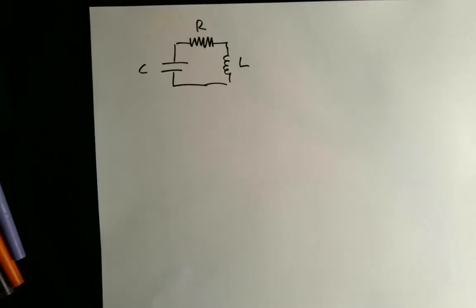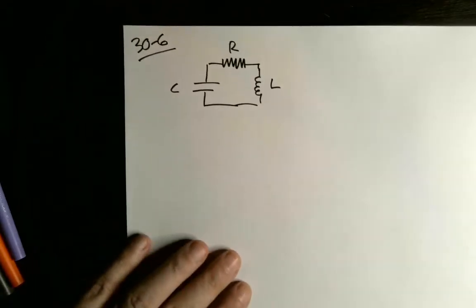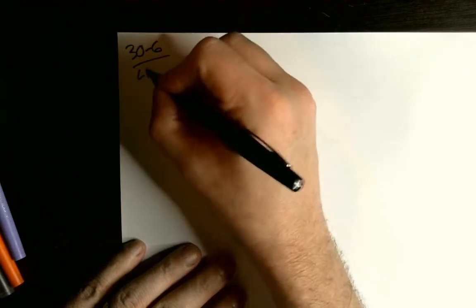And again, if you want to follow along with the book, you will find this in the last example, section 30.6. The last section was 30.4, this is 30.5, this is 30.6. They call this LC oscillations with resistance, the LRC circuit.